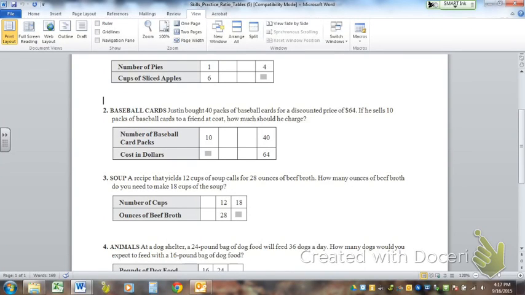This is a continuation of Chapter 1, Lesson 4, ratio tables. We did a worksheet today, front and back, and some of the problems were done in class, and I'll go over some of the ones that we didn't do in class. So number 2 says baseball cards. Justin bought 40 packs of baseball cards for a discounted price of $64. If he sells 10 packs of baseball cards to a friend at cost, how much should he charge?